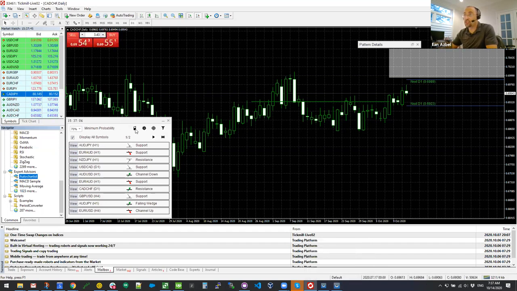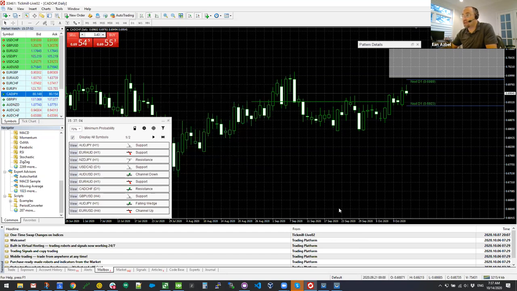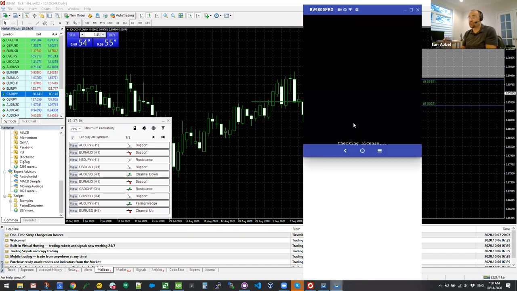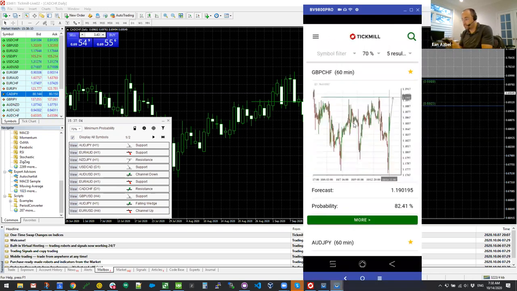The way to alert you is to go into this little icon over here and log in. Once you've logged in once, you never have to log in again, right? The app will just be available to you. You just open the app as you would any regular application, and it will come up. And then of course, if you enable push notifications, you'll get notified of the best trade setups.